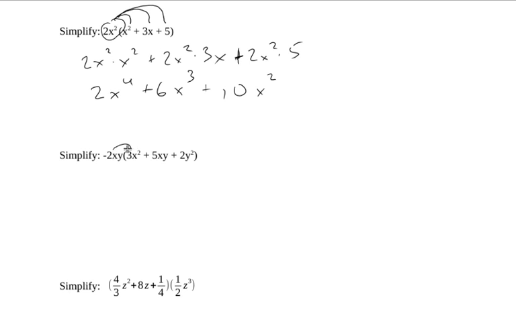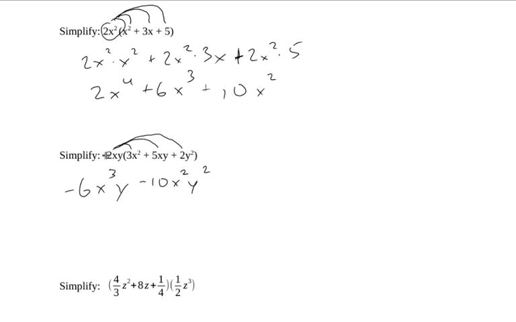Alright, so on this one, how I like to do these is I just do the coefficients first. So negative 2 times 3, this is again using the distributive property. So taking the negative 2 times 3 is negative 6. X times x squared is x cubed. And there's no y to combine it with. So that's my first term when I multiply this outside by the 3x squared. Next, I'll look at this middle term. Negative 2 times 5 is negative 10. X times x is x squared, and y times y is y squared.